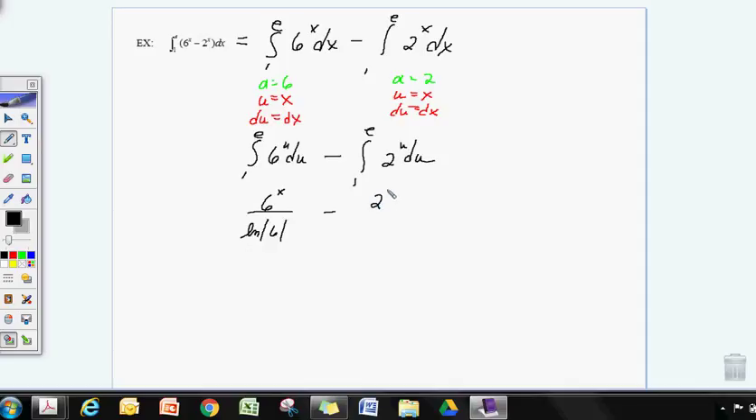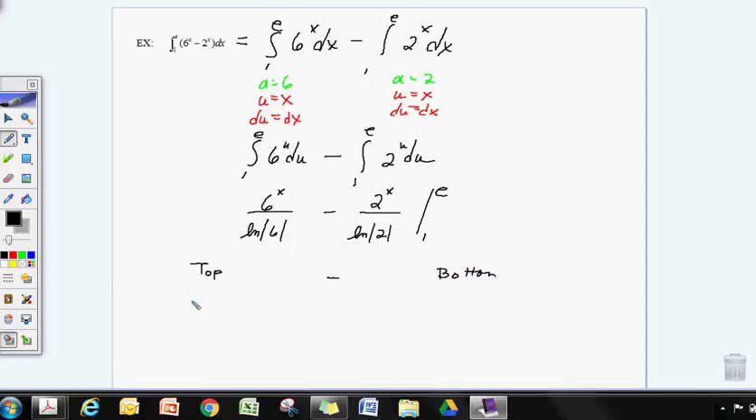Subtract 2 to the x over the natural log of 2, and I am integrating that from 1 to e. Okay, so all that means is I'm plugging that in. To remind you, top, subtract bottom.